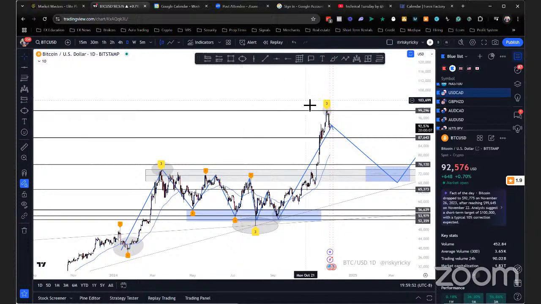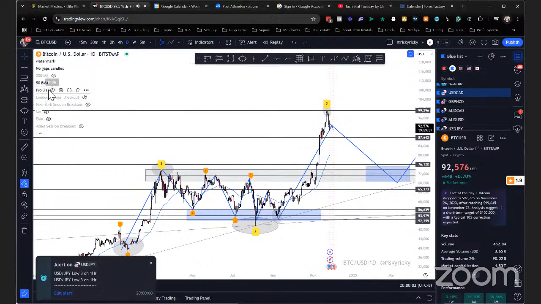One of the top things that I look for in the market are going to be these threes that you see on my chart here, which is called the Pro Threes.